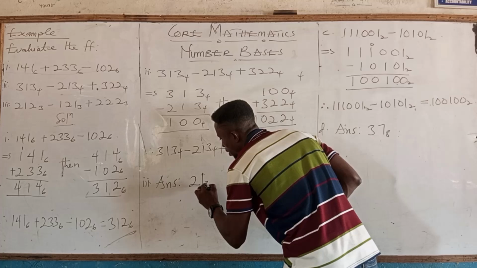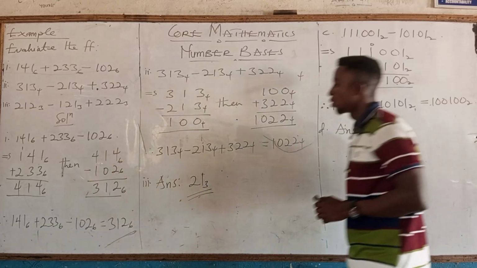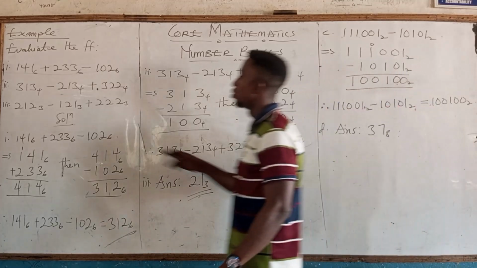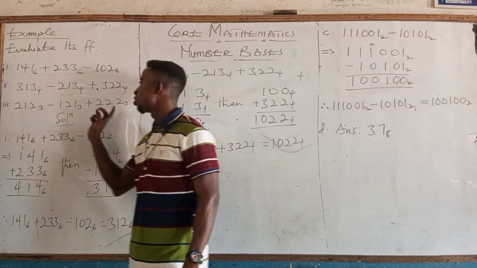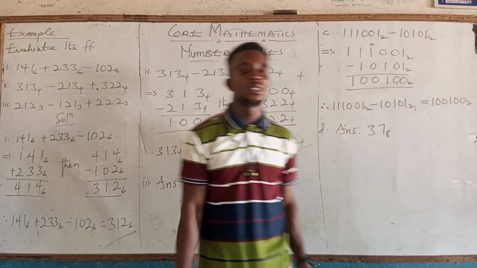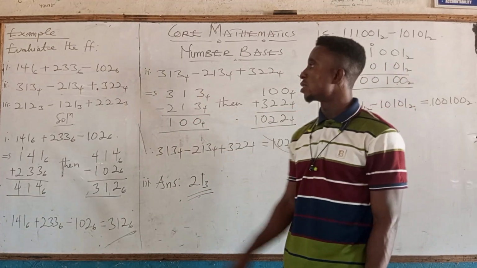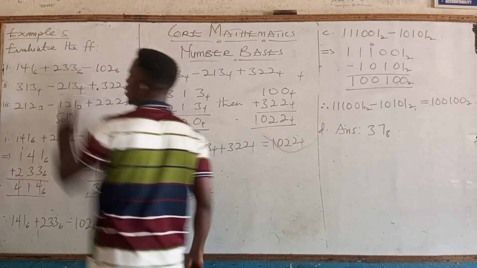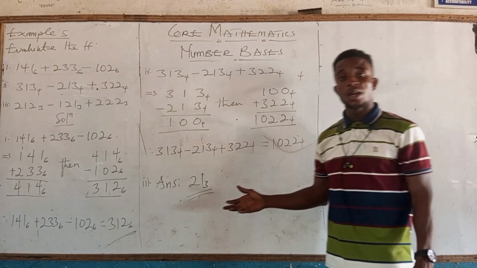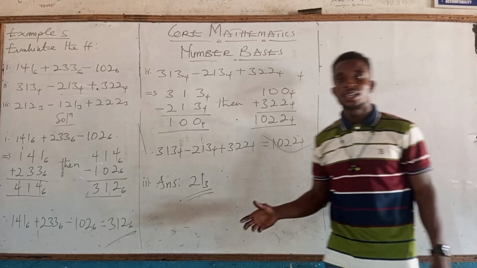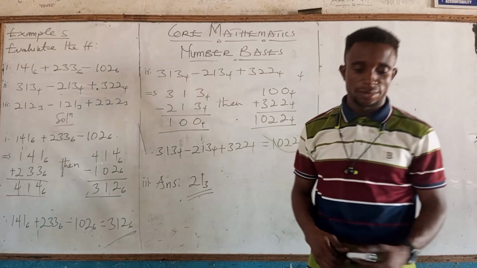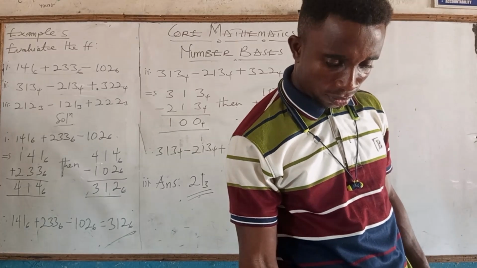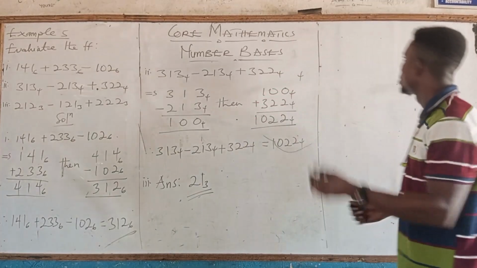2, 1 base 3. So first of all, we subtract this one from this, then the result we add this one. Are we okay? I have the example. I think you're able to get this one. Okay. So let's proceed. Example number 6.